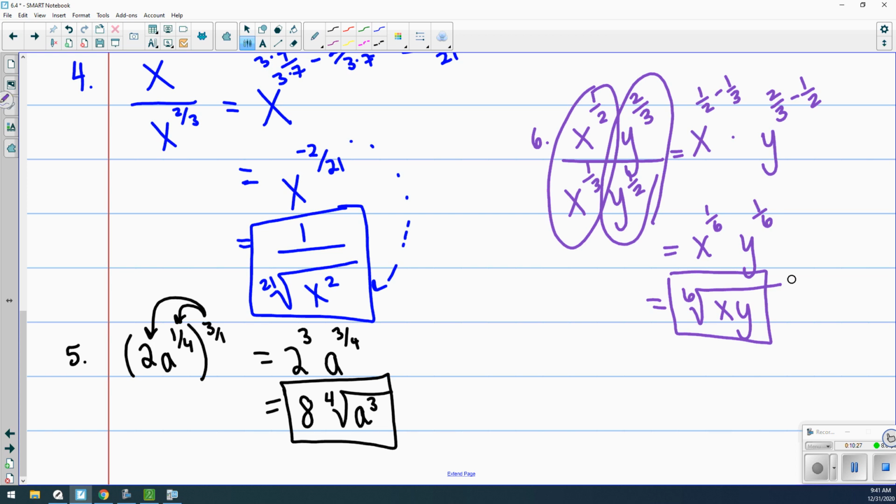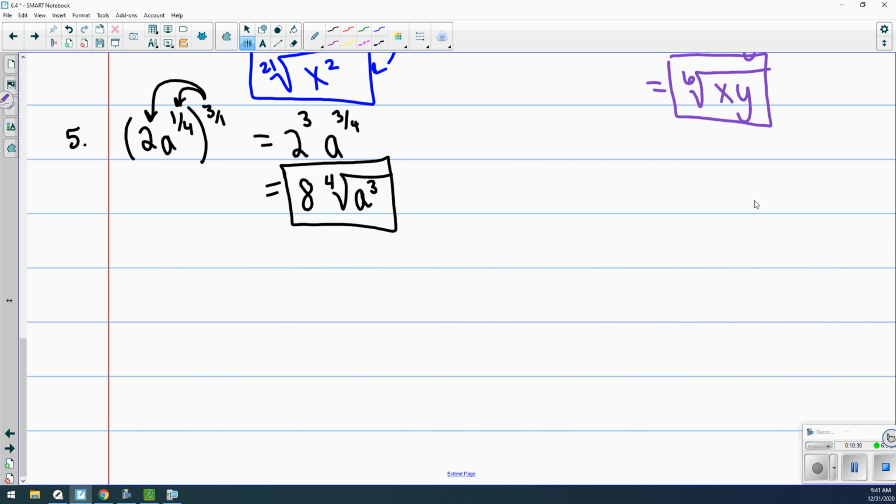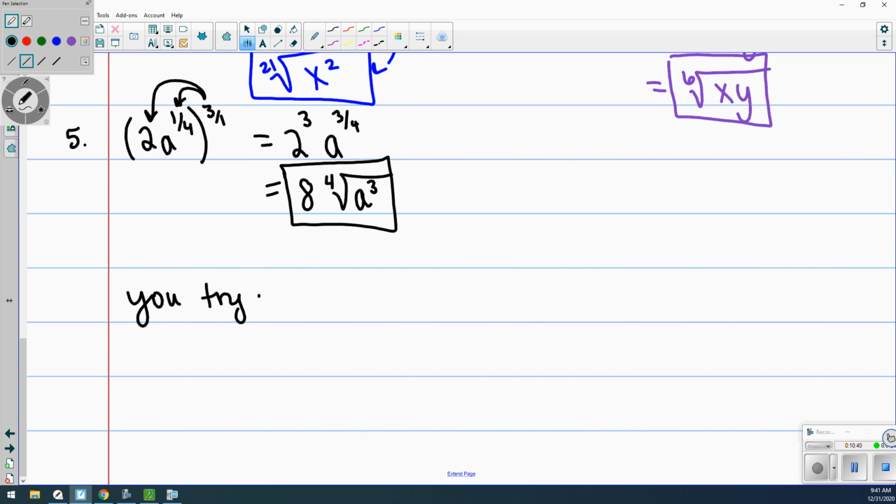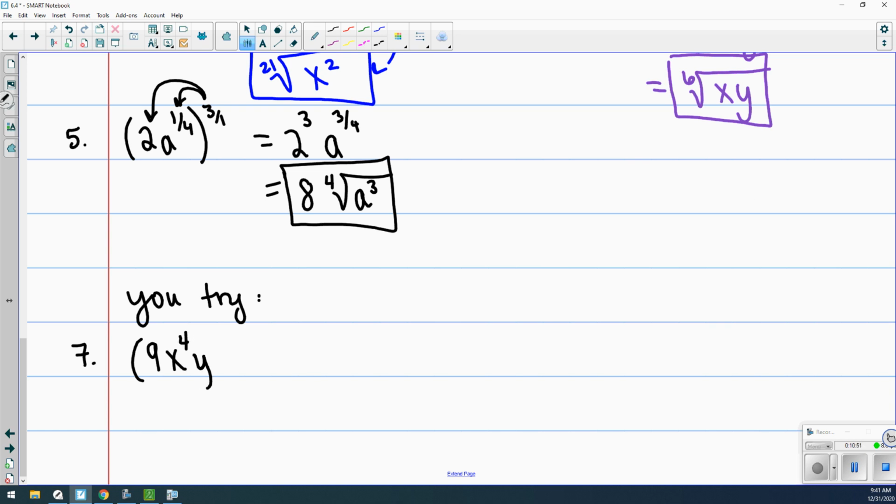Okay, please write down 2 more examples. Give me a couple minutes of your time and try. So I would like you to try this, we'll call it number 7. I'd like you to find 9 x to the 4th, y to the negative 2, to the 1/2 power. See what you can come up with for an answer on that one.